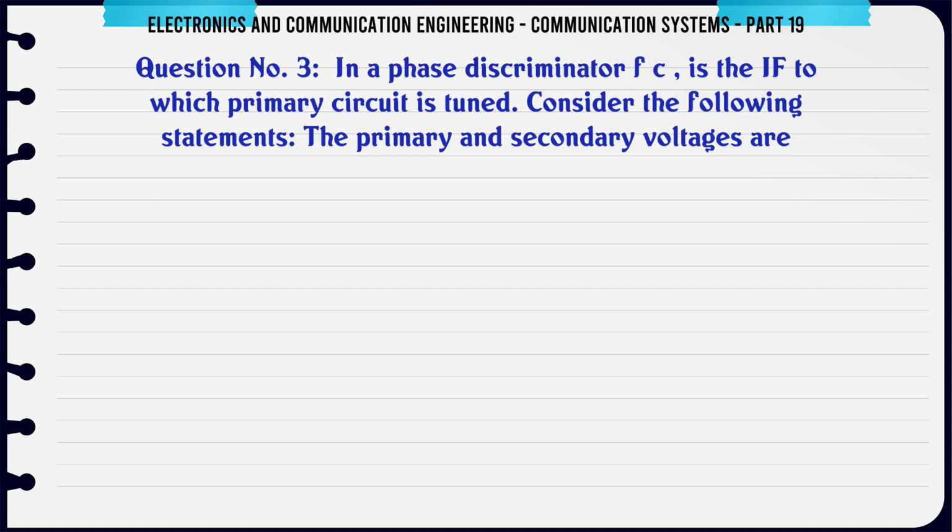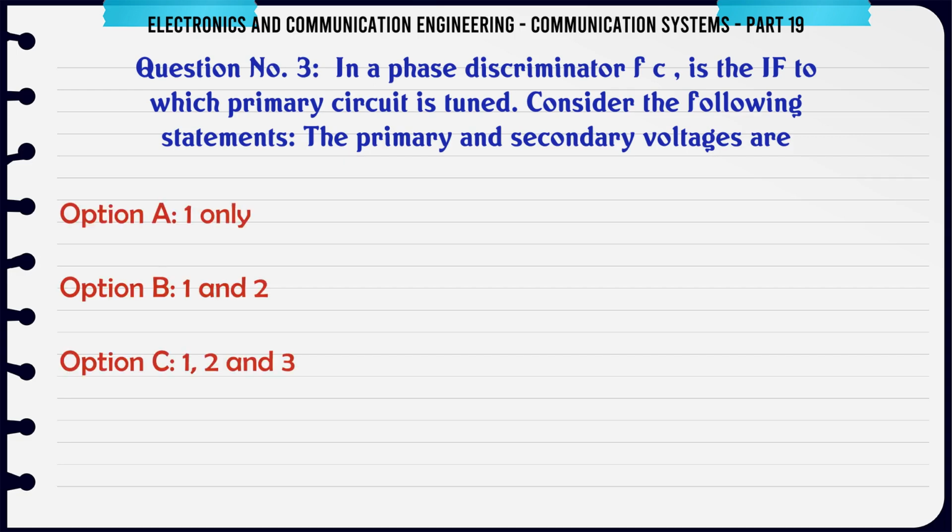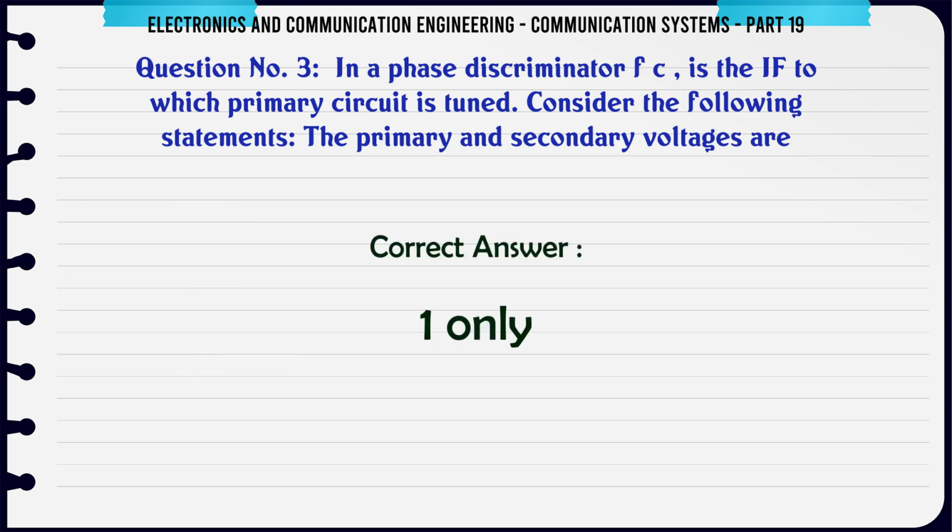In a phase discriminator, FC is the IF to which the primary circuit is tuned. Consider the following statements. The primary and secondary voltages are: A. 1 only, B. 1 and 2, C. 1, 2 and 3, D. 2 and 3. The correct answer is 1 only.